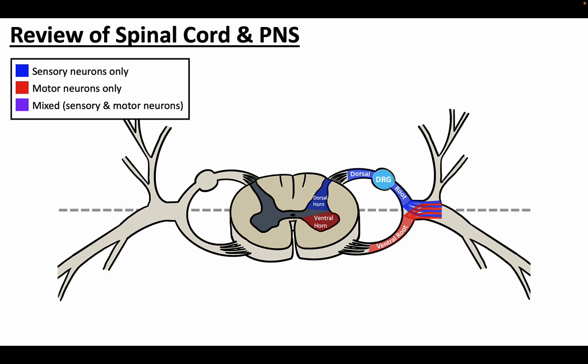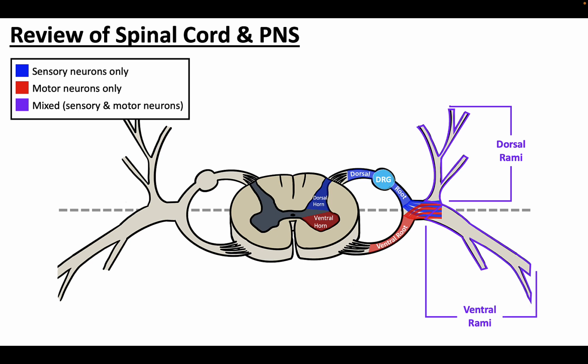Spinal nerves exist at every spinal level bilaterally, and each spinal nerve will branch dorsally and ventrally. The branches that head posteriorly are called dorsal rami, and the branches that head anteriorly are called ventral rami. Remember that the brachial plexus roots are really just ventral rami, which means each rami that makes up the brachial plexus has motor and sensory axons in it.